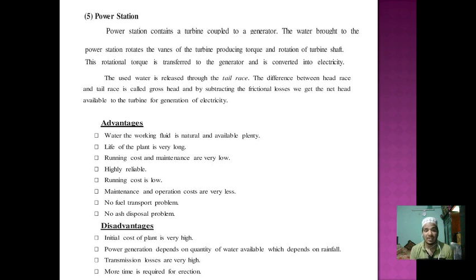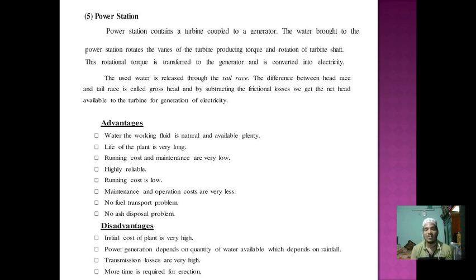Third one is running cost and maintenance cost is very low, as we have discussed in the advantage of steam power plants. That is high. Here the low one is highly reliable. Running cost is low. Maintenance and operation costs are very less. No fuel transport problem. No ash disposal problems also.